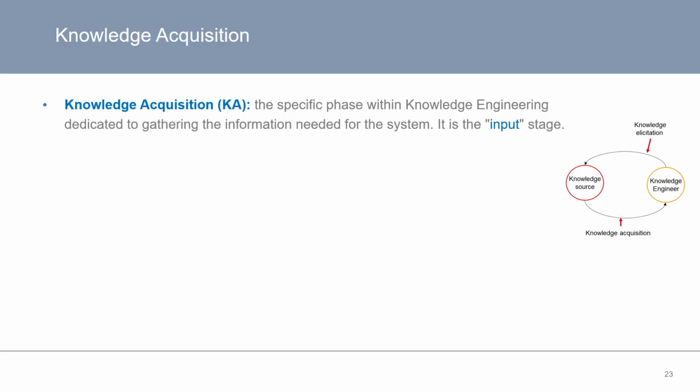Knowledge acquisition is the specific phase within knowledge engineering dedicated to gathering the information needed for the system. In other words, this is the input stage of the process. As noted, knowledge acquisition is a subdiscipline of knowledge engineering.